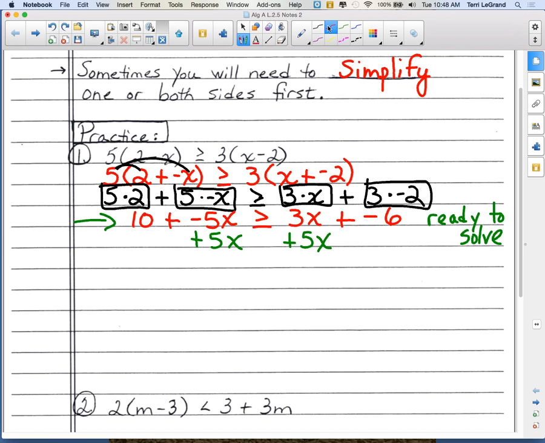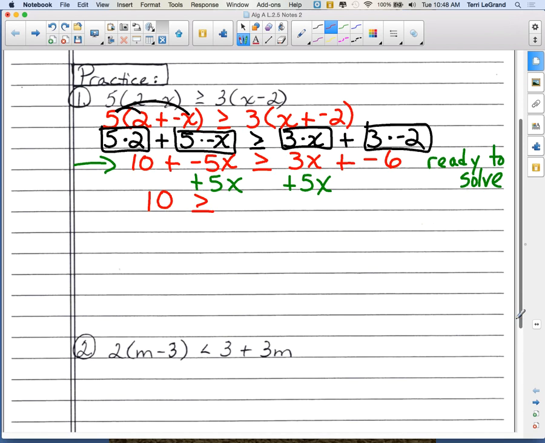A negative 5x is being added to 10, so we add its opposite. So now we have 10 by itself. What's the other side become? Blake? 10. Okay, what's this side become? 8x plus negative 6. Okay, so the 3x plus 5x became 8x. Okay, now we all are going to make the same move. What's that going to be? Add 6, yeah. We're going to add 6 to both sides. We want those x's to be alone. So we add the opposite of negative 6, which is positive 6.